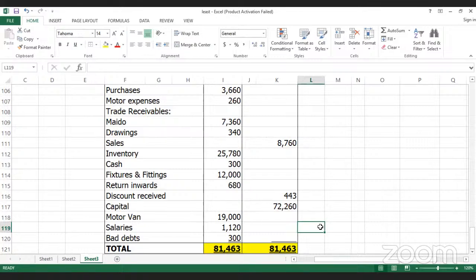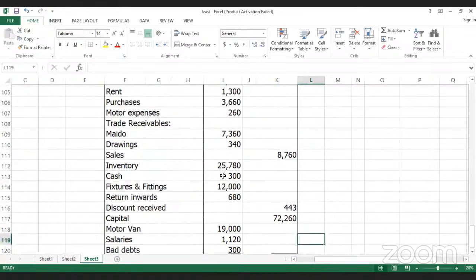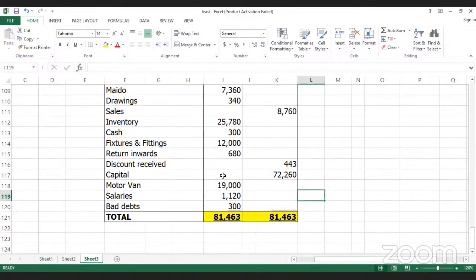Harriet, on the debit side you have 81,163. I think you're missing out 300 somewhere. It is 81,463. I think you're missing out the 300 for the bad debts, Harriet. You can include it. Check well and see. So that is your trial balance, members.